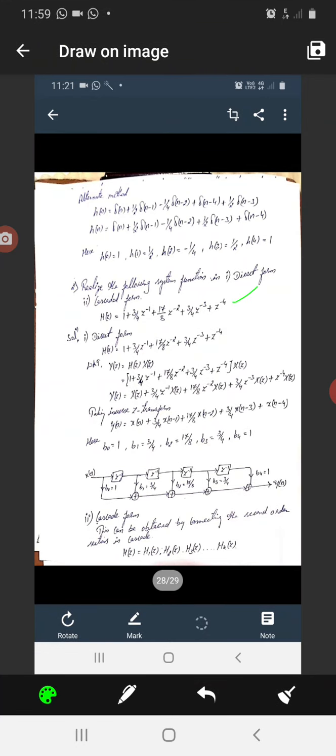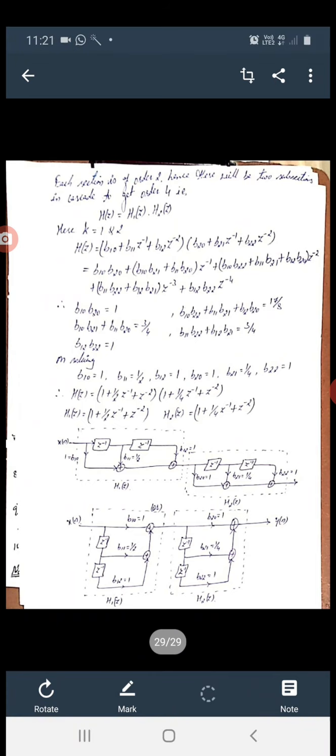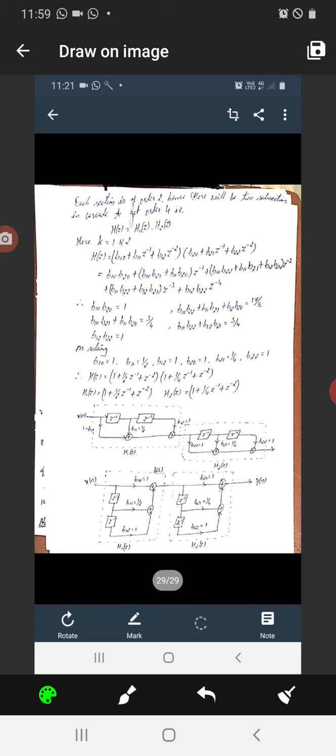What is the maximum power? Based on this I can find the order. If it is of order 4, I can take order 2 and order 2, then I can cascade those. For that reason here it is taken as k, h1 of z into h2 of z. Take k as 1 and 2.